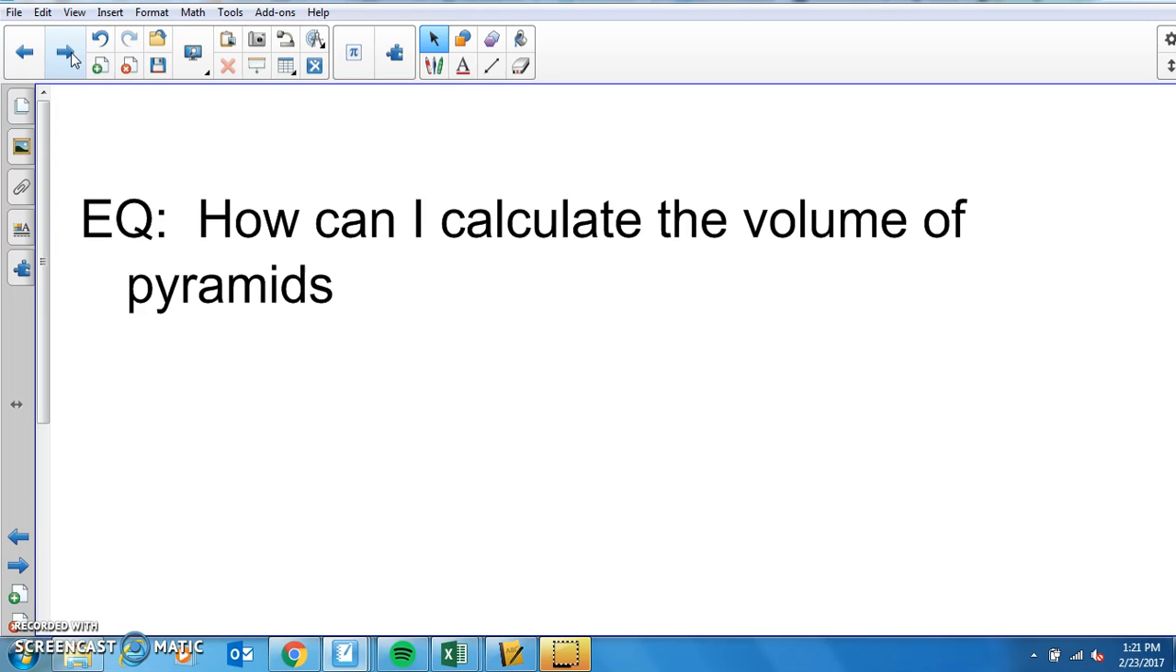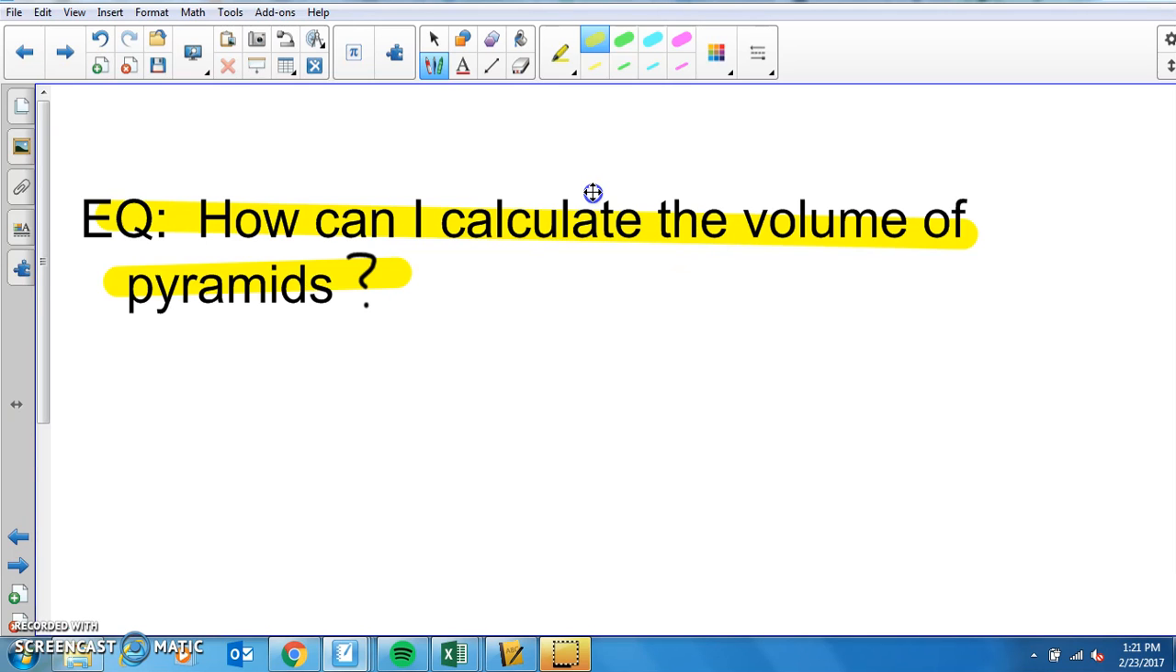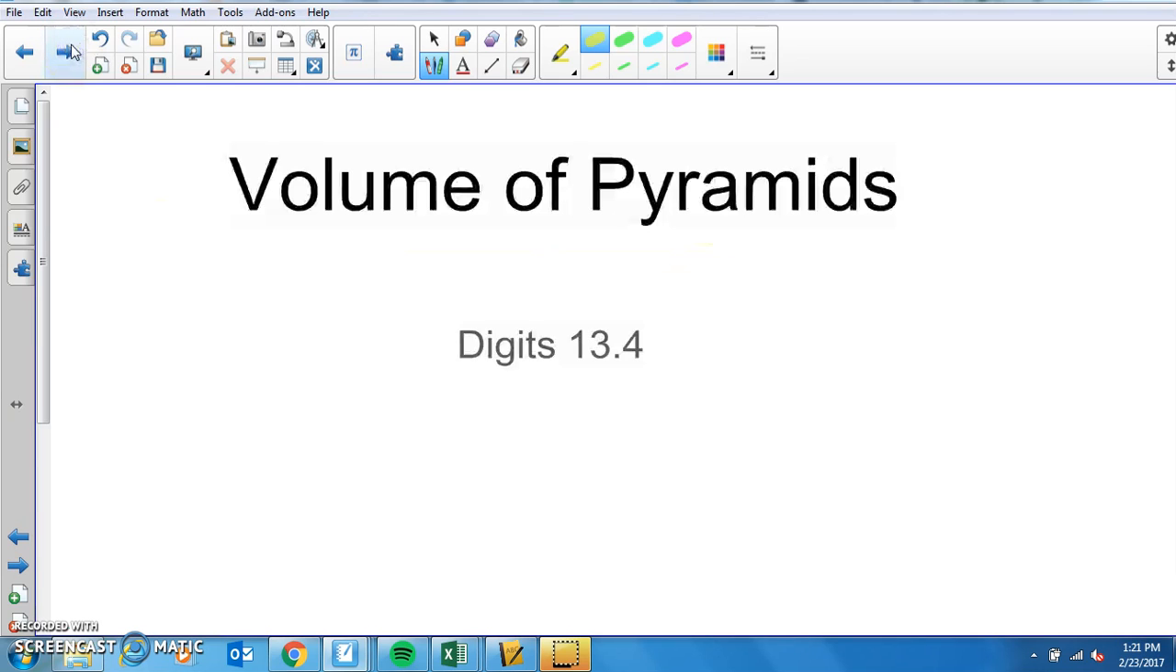And our central question is, how can I calculate the volume of pyramids? So, if you will copy this central question down, please, and put this in your notes. And again, pause the video, start it back as you need to, and go on from there. All right, so volume of pyramids. This is going to be working on section 13.4 from Digits.